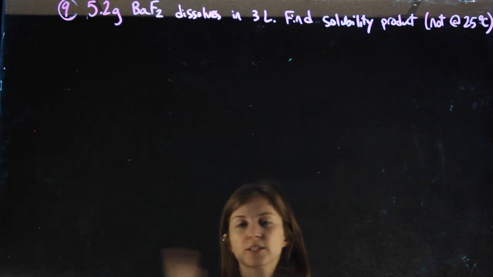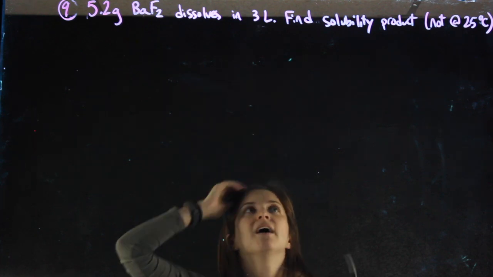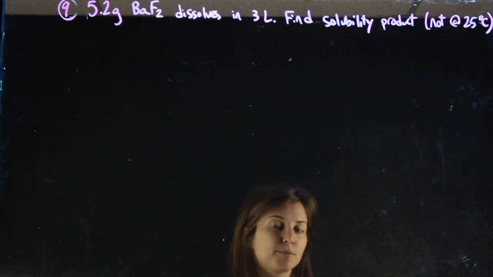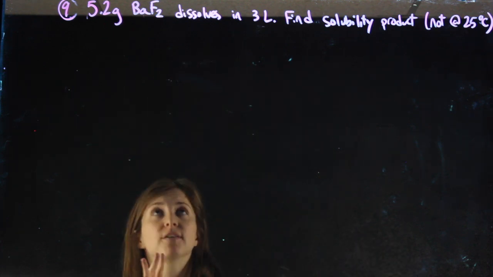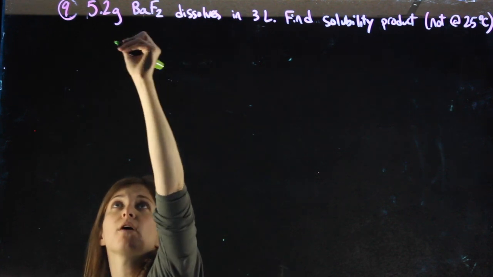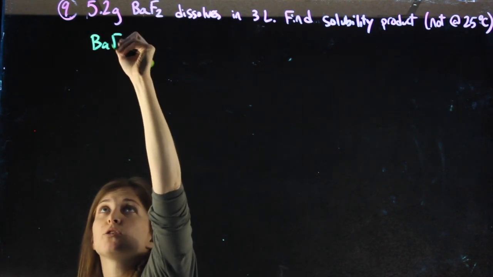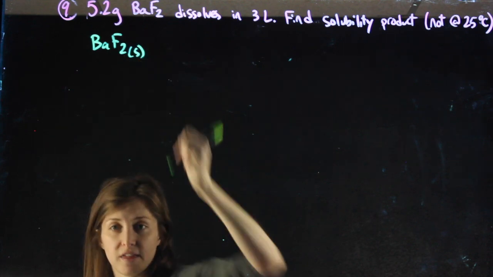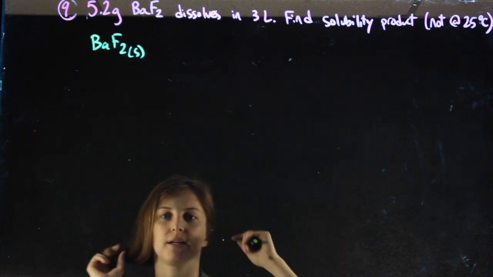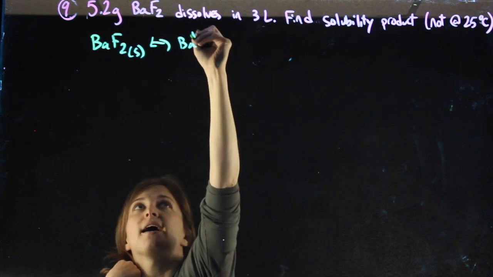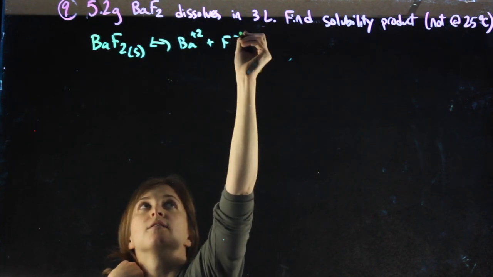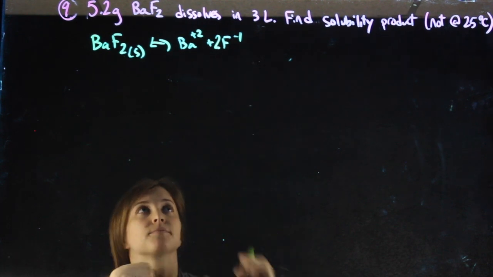Right, this question talks about dissolving, talks about solubility, so it's probably a KSP problem. Without really reading the question, as soon as I know that and it's barium fluoride, I can write my dissociation. It's always of a solid, or we wouldn't be talking about solubility at equilibrium. It breaks up into its ions, and then we balance.